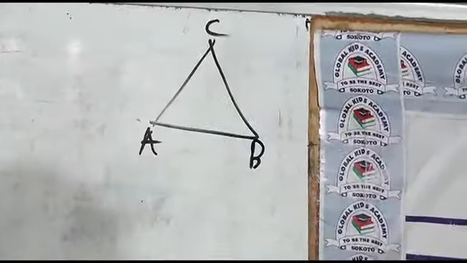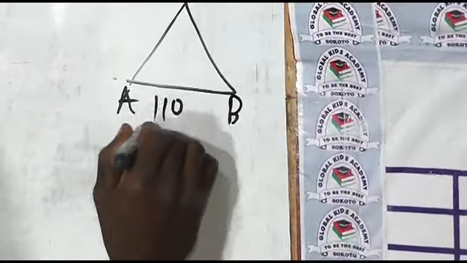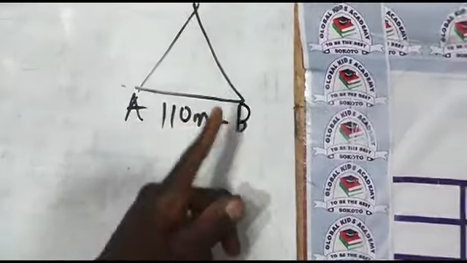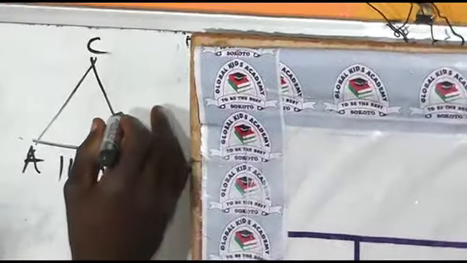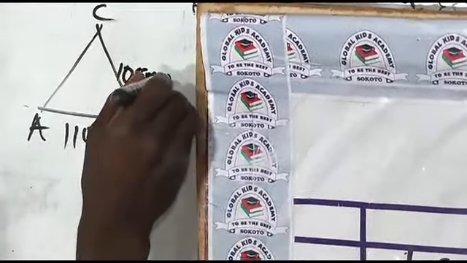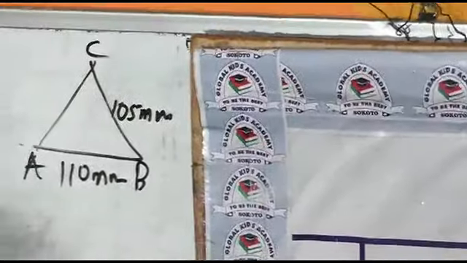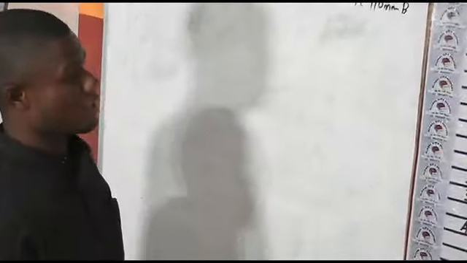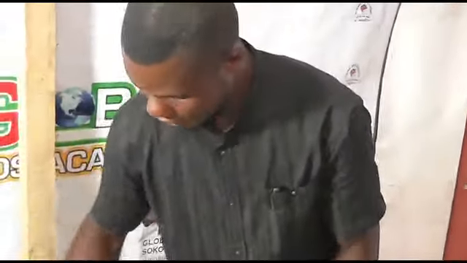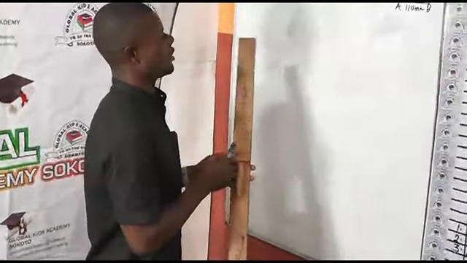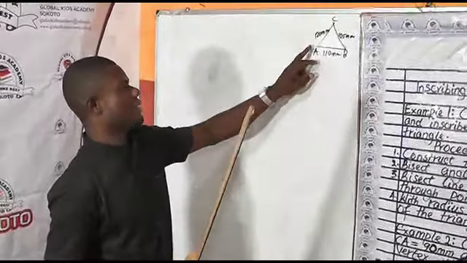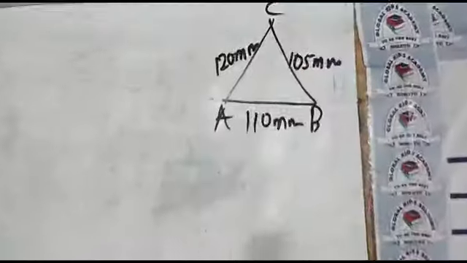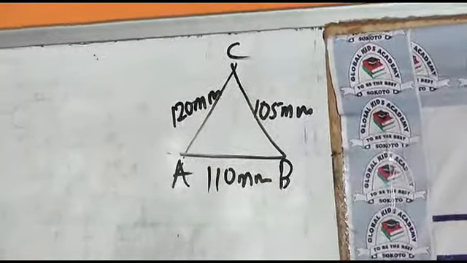So we have our AB to be 110 mm, and we have our BC to be 105 mm, and we have our CA to be 120 mm. Once you are done with this, you can continue by constructing the triangle. All you need to do is to get your instruments. You get your ruler. So let's start with our baseline, the horizontal line down here, which is AB, given as 110 mm.